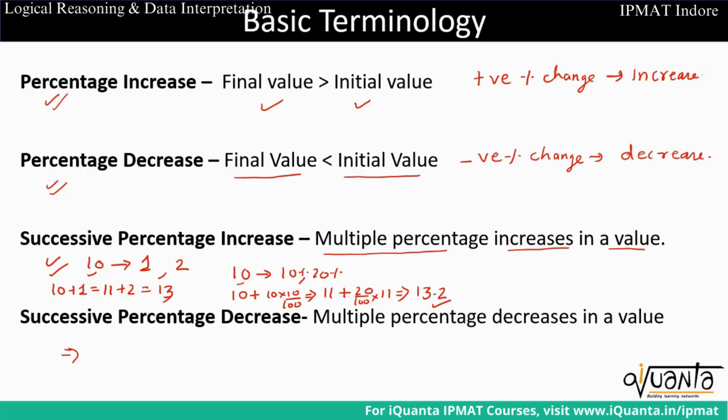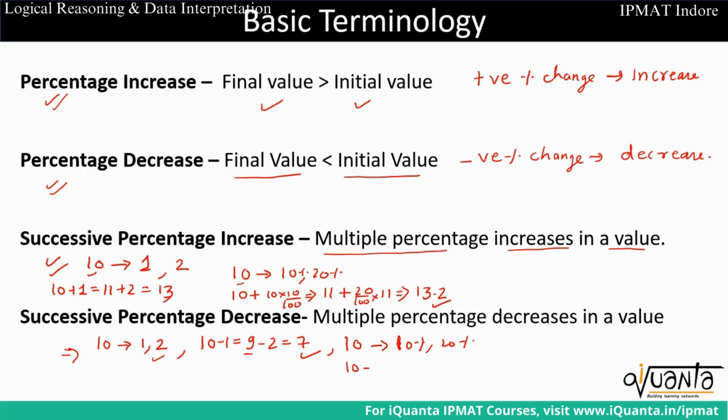The next term is successive percentage decrease. So again, if I ask you to decrease 10 by 1 and 2 successively, then what would you do? You would first decrease 10 by 1, which gives you 9. Then you would again decrease the new value by 2, which gives you 7. So similarly, if I ask you to decrease 10 by 10% and then 20%, then you would first decrease 10 by 10%.